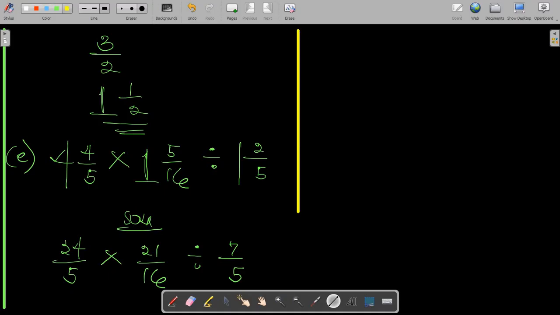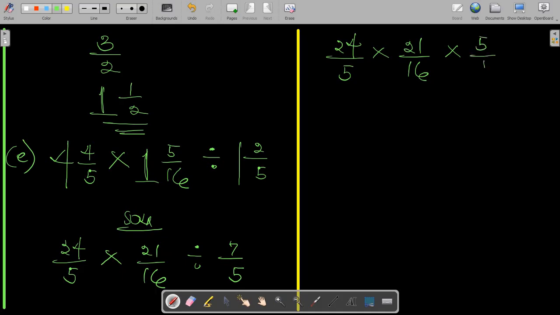We still have our work to become something like this. I need to change this division sign to multiplication. So we now have our result to be 24 all over 5 times 21 all over 16. Then change this division, that is times. Then this is actually 5, you flip it over to 7.